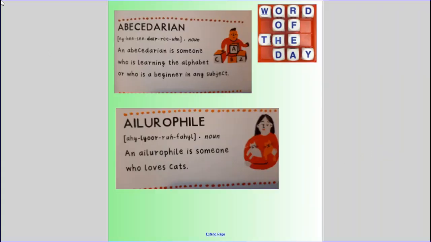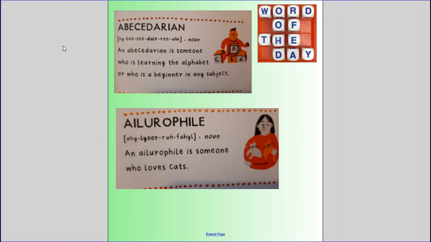So let's take a look at the word of the day for today then from my dictionary of difficult words. So again, I've got two. I've just decided from now on to do two a day. So the first word is abecedarian. Should we try saying that again together? Abecedarian. Don't forget you can use this information here in brackets to help you pronounce the word. And that is a noun.